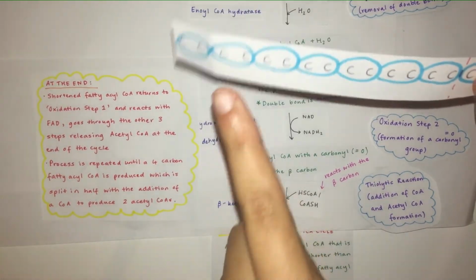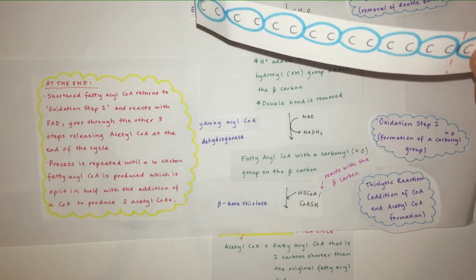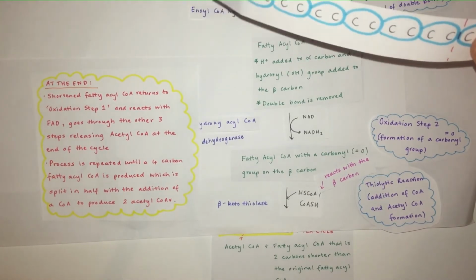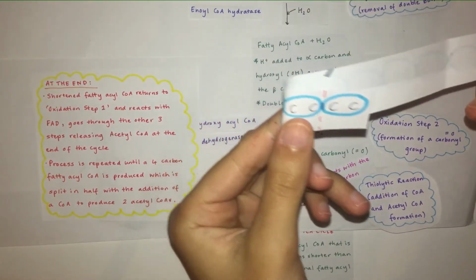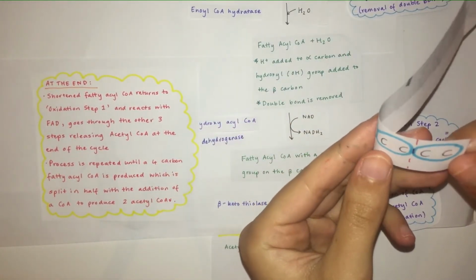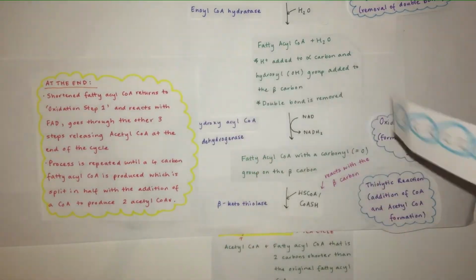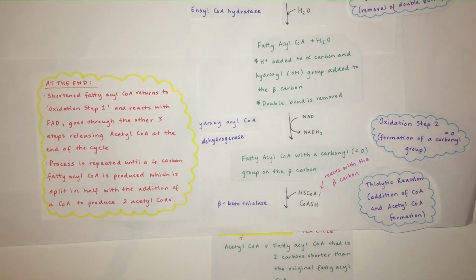And it releases acetyl-CoA at the end of the cycle each time, because acetyl-CoA has 2 carbons. And then the process is repeated until you get a 4-carbon fatty acyl CoA, which is produced, and then that's split in half at this dotted line with the addition of a CoA to produce 2 acetyl CoAs.